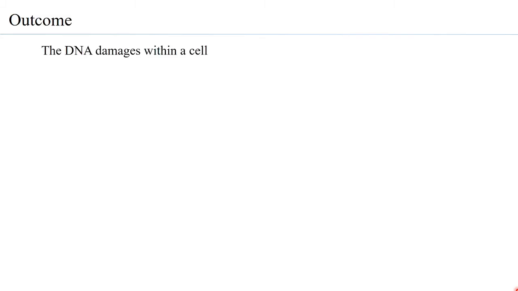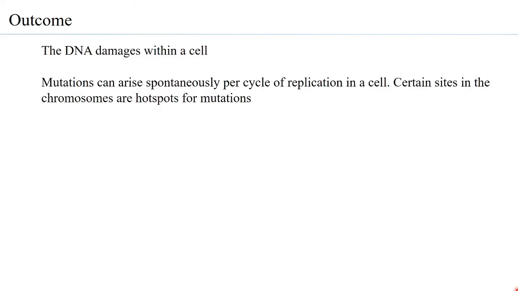Obviously, the DNA damages that can happen within a cell are going to be understood. The mutations can arise spontaneously every cycle of replication. And what has been observed is that certain sites in the chromosomes are hot spots for mutations. What does this mean? It means that within a chromosome, there are certain regions, certain cis elements, where the frequency of mutation is very high.